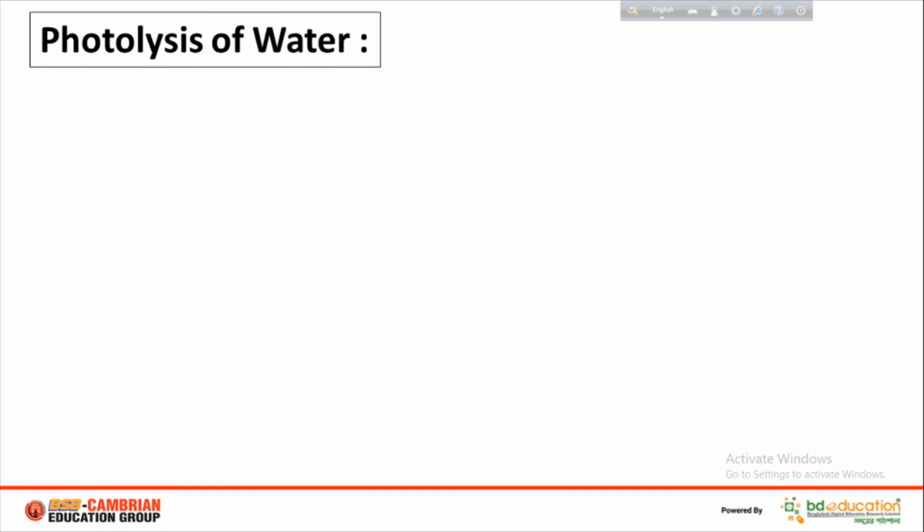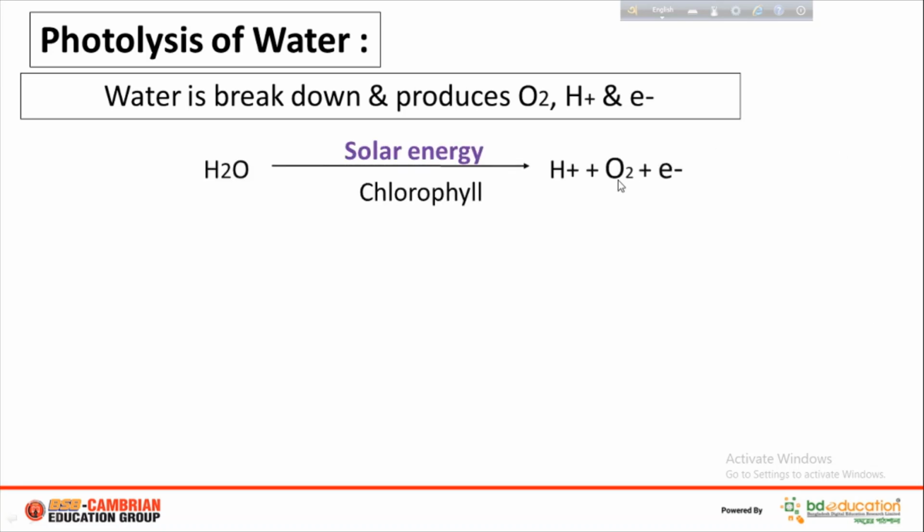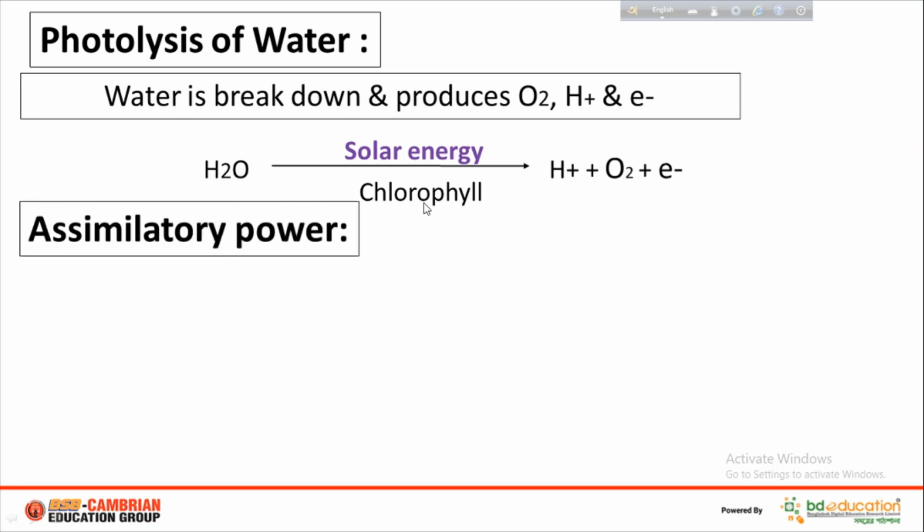Next stage is photolysis of water. In this stage, oxygen, hydrogen and electrons are produced through the breakdown of water with the help of sunlight or solar energy and chlorophyll, and this process is known as photolysis of water. And the next stage, or last stage, is assimilatory power.